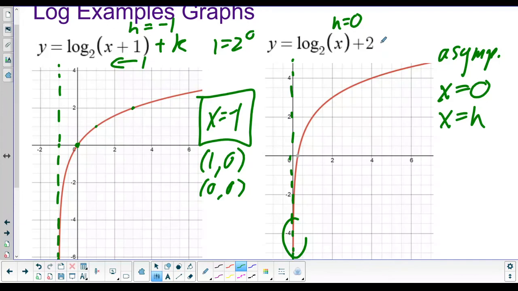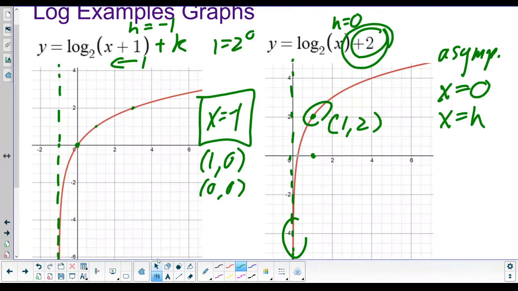This plus 2 has moved the whole graph up 2. So you can see we don't have that 1, 0 point. But if we go up 2, 1, 2, there it is. So that 1, 0 point is now 1, 2 because we've added 2 to the y values.